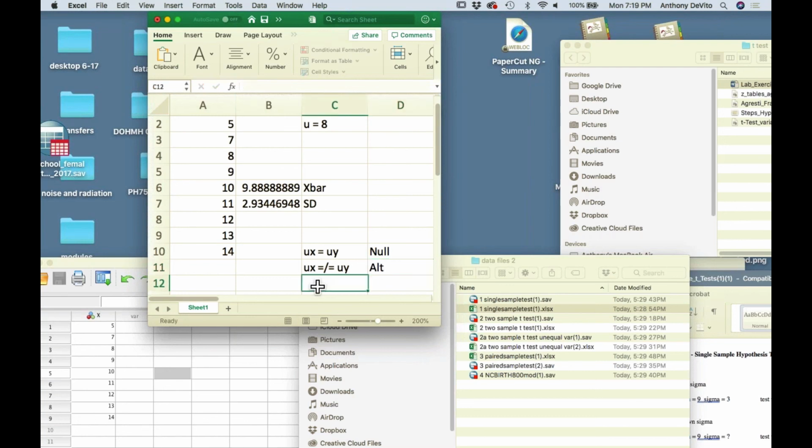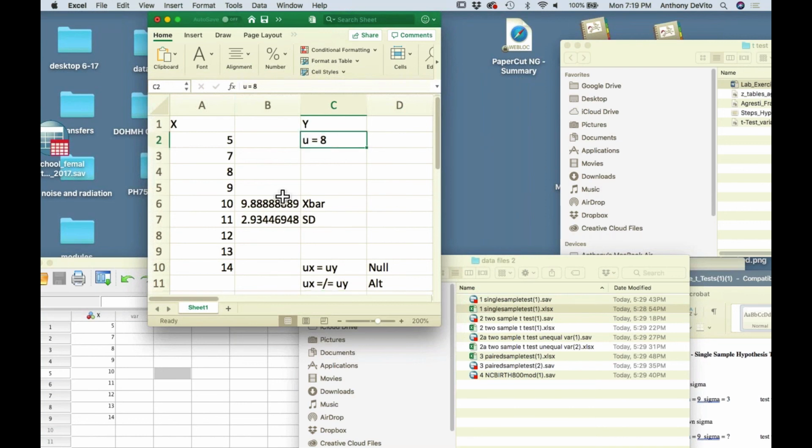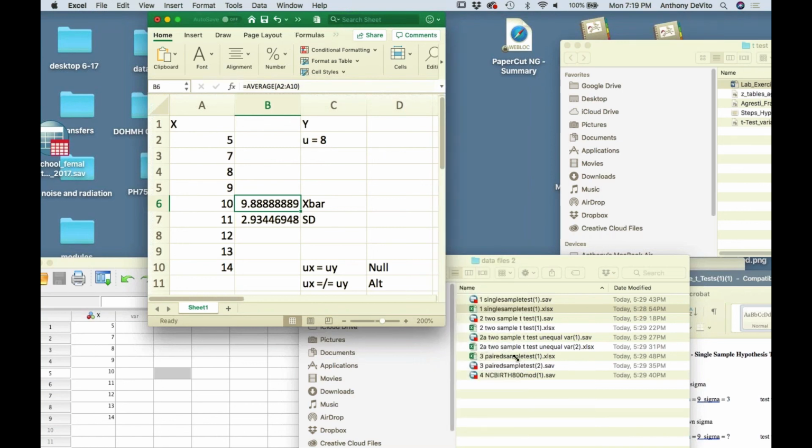Okay, so how do I prove that the mean of this population is different from the mean of this population, given that I really don't know the mean of population X? All I know is X bar, the sample mean, right? So I'm going to go ahead and calculate that. I'm going to use the formula we just used.